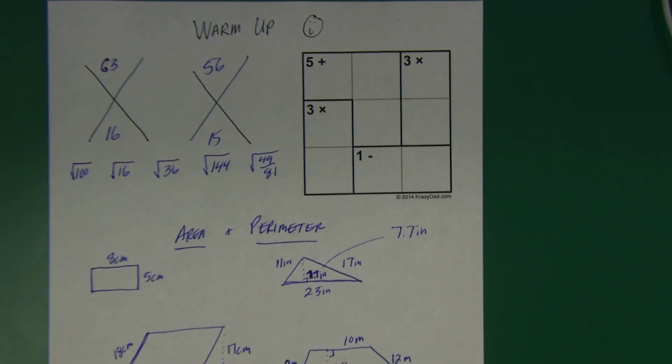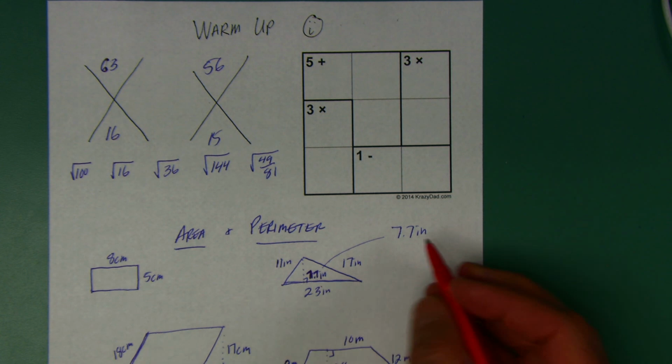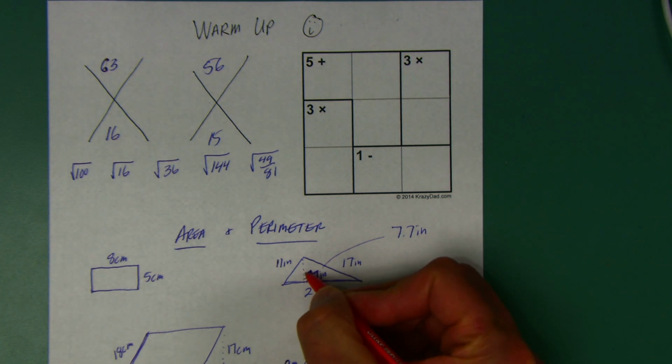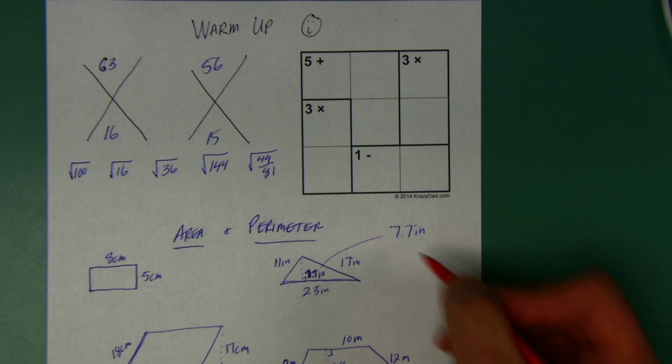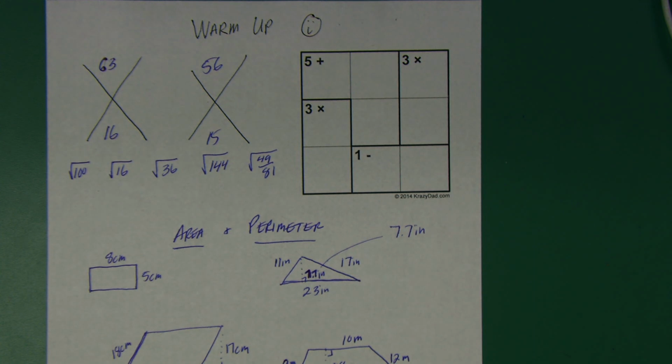So we'll do the diamonds, that KenKen, those square roots, and go ahead and copy down the area and perimeter and use the rectangle and that triangle. And sorry, I got a little messy on this one line here. The height of that triangle, that dotted line, is 7.7 inches. Okay. All right, press pause, go copy.